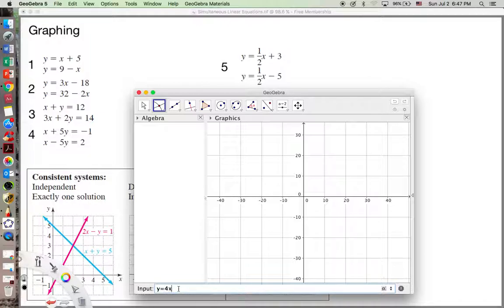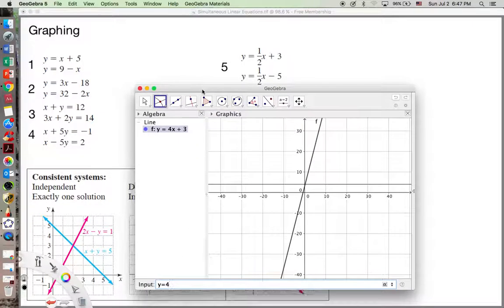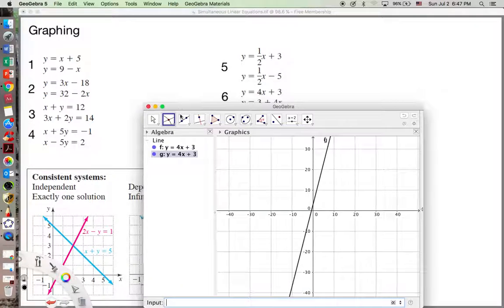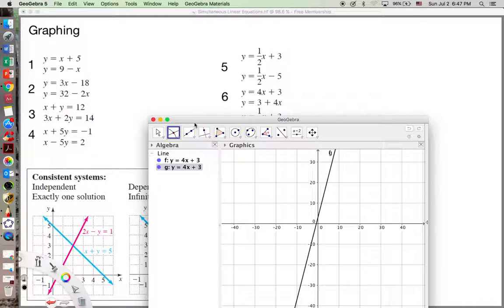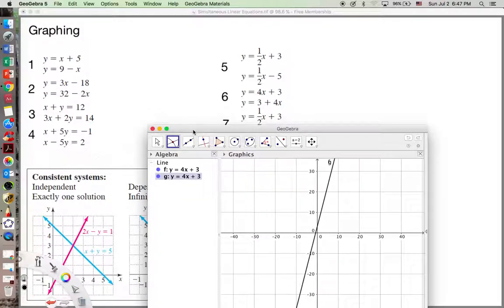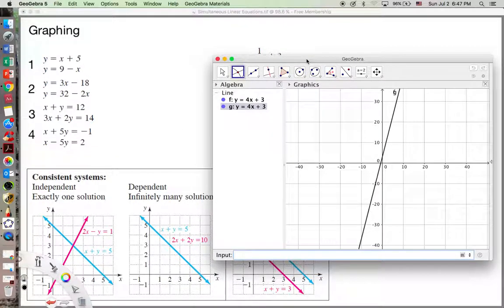Y equals 4x plus 3, y equals 3 plus 4x. And these are the same equations. You see, it even changed them around to mx plus b form. 4x plus 3 is the same as 3 plus 4x because of the commutative property of addition, so these are dependent, consistent equations.